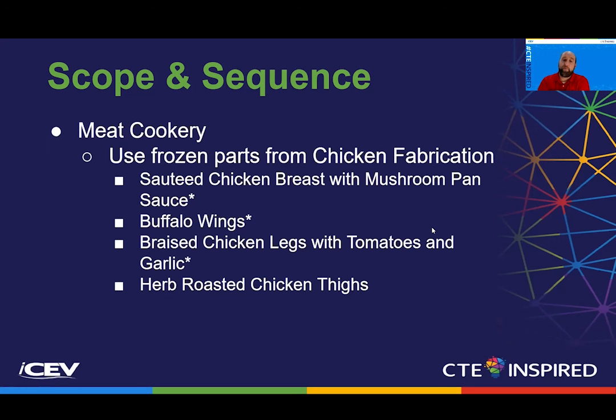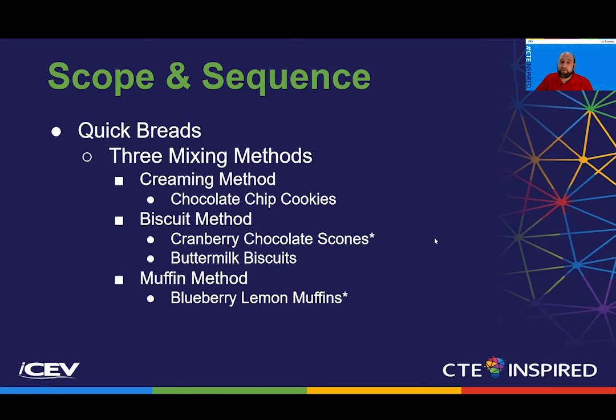Meat cookery. This is where we'll use all of our frozen parts from chicken fabrication. So we'll do sauteed chicken breasts with mushroom pan sauce. Really, the only thing you're buying there is mushrooms. Buffalo wings. We'll do braised chicken legs with tomatoes and garlic, and then we'll do herb roasted chicken thighs. And then that should cover all of your meat that you've cut up from your chicken fabrication. I would invest, I meant to say this earlier, in a vacuum sealer just to be able to save those chickens for longer. Quick breads is the next unit.